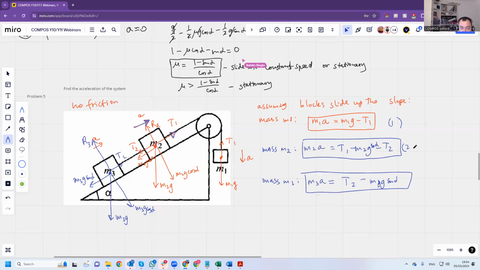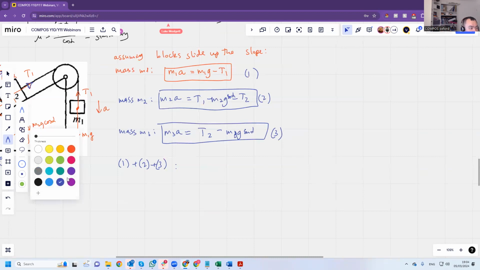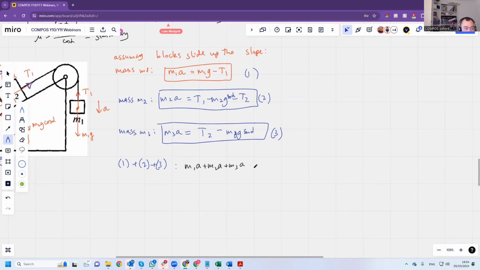Okay. Now adding the three equations together. So 1 plus 2 plus 3, we get M1A plus M2A plus M3A equals M1G minus T1 plus T1 minus M2G sine alpha minus T2 plus T2 minus M3G sine alpha. T1 cancels.